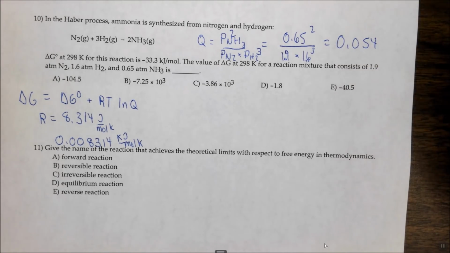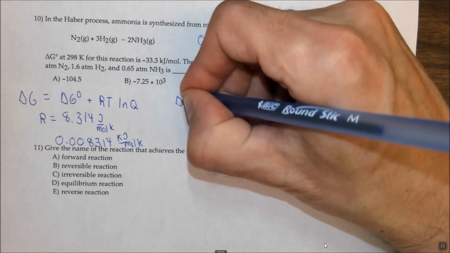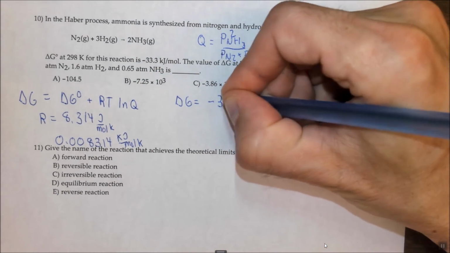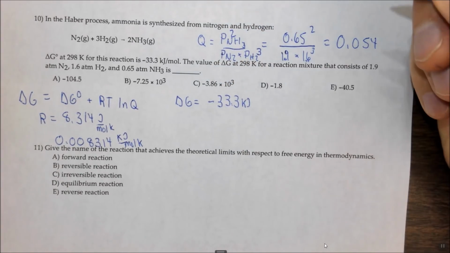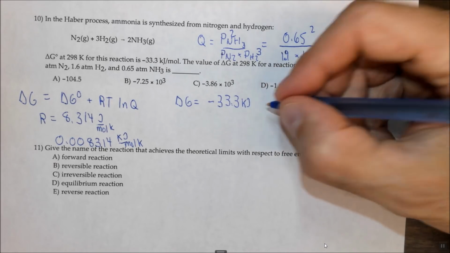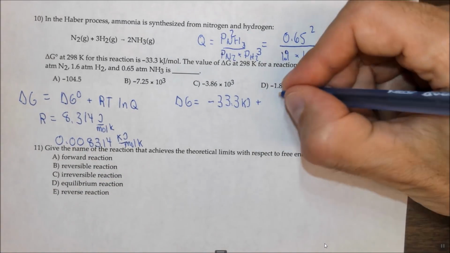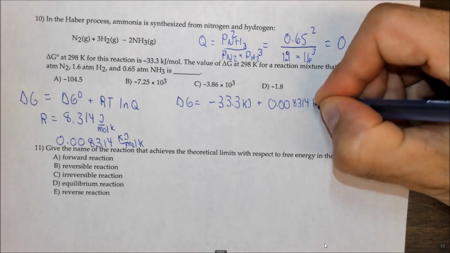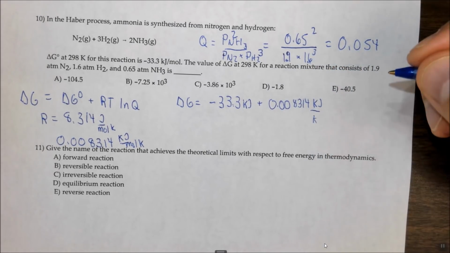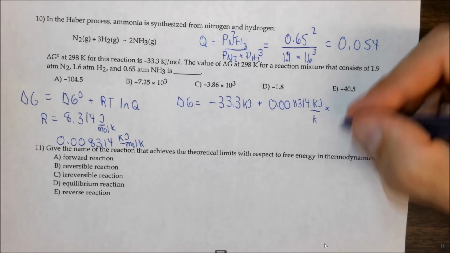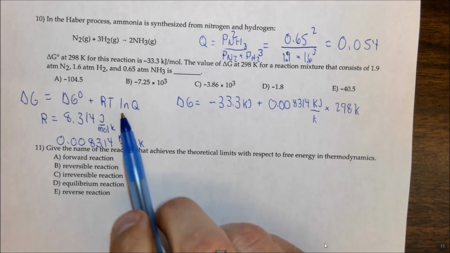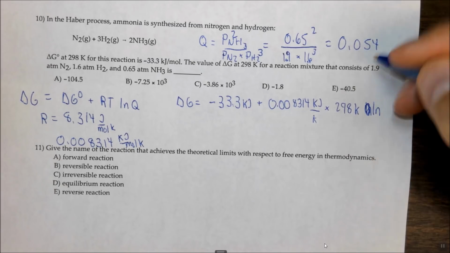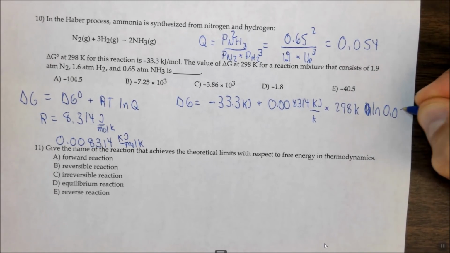So we can now plug in. Delta G equals delta G naught, which is given, minus 33.3 kilojoules, plus R, I want to use this one, 0.008314 kilojoules per K, times 298 K, the temperature of this reaction, times the ln of Q that we just found, which is 0.054.